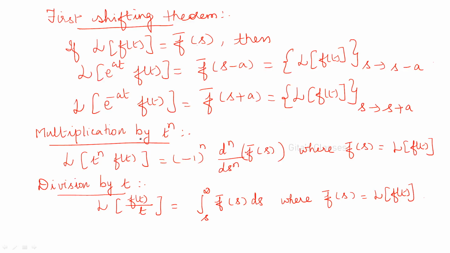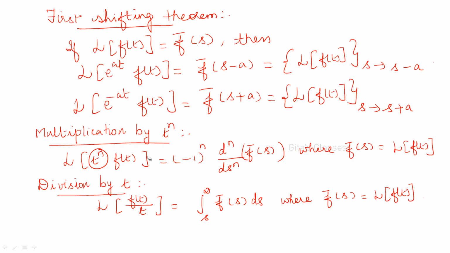And if the function is multiplied by t power n, if you want to find the Laplace transform of t power n into f of t, without t power n, you find the Laplace transform of f of t. That is, L of f of t is f bar of s. That's why we have written f bar of s, and differentiate n times with respect to s.